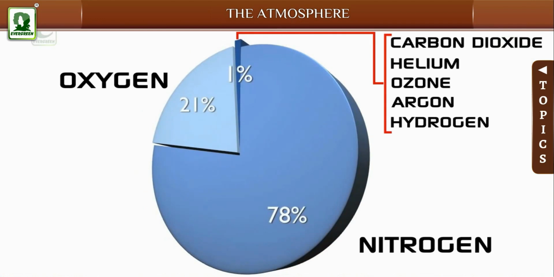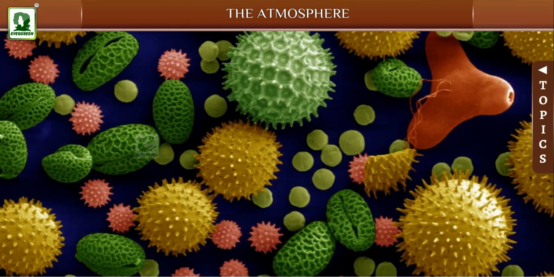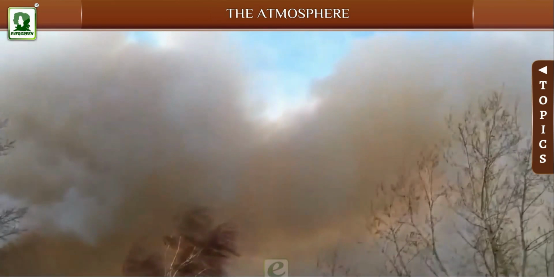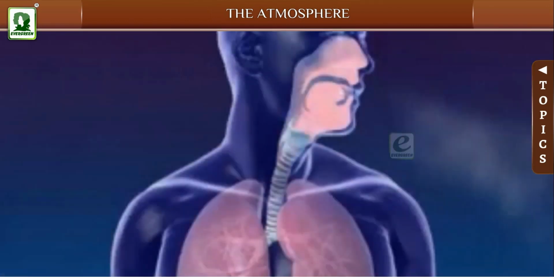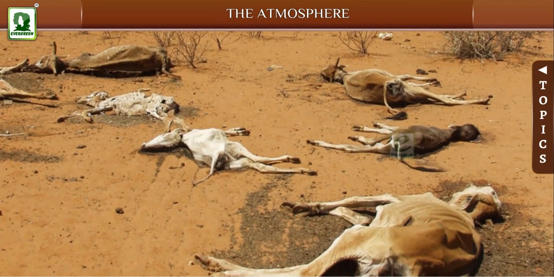Apart from these gases, tiny dust particles, water vapor, pollen grains, volcanic ashes, and smoke are also present in the atmosphere in varying quantities. Oxygen is the gas we breathe in. Without oxygen, all life on Earth would perish.